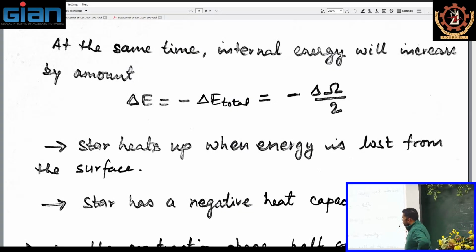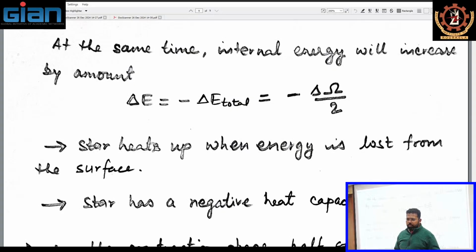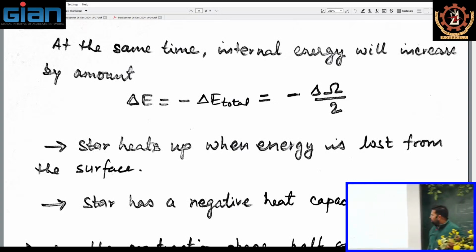So it means the energy content, or the internal energy, is also increasing actually. So in these cases, you have a luminosity of the star, and at the same time the internal energy of the star is also increasing. That is why it is said that the star has a negative heat capacity, because it is losing energy, and at the same time the internal temperature of the star is also increasing.